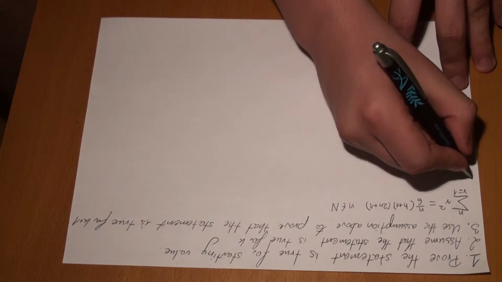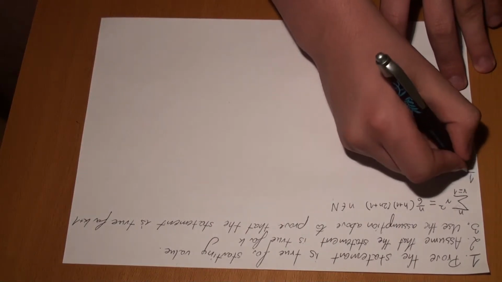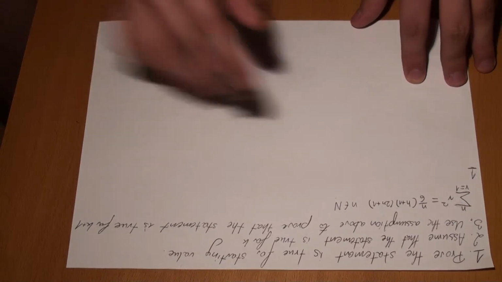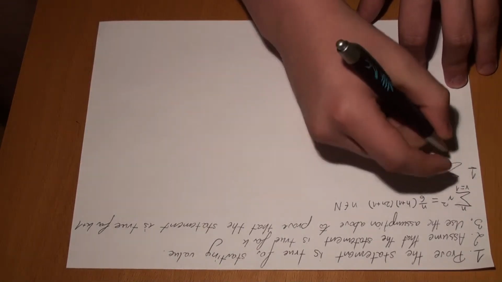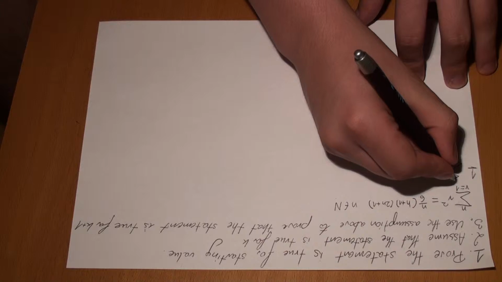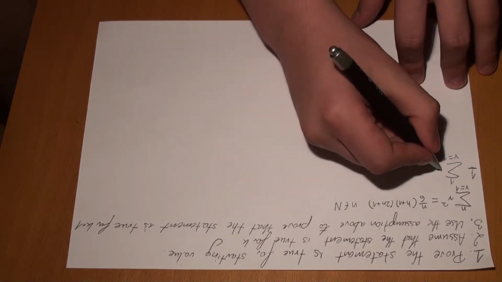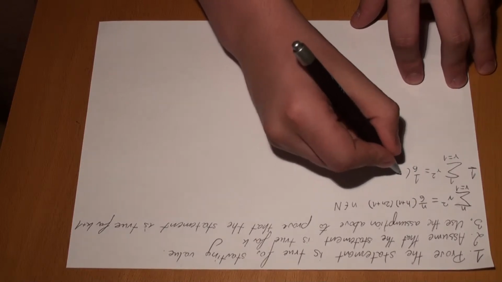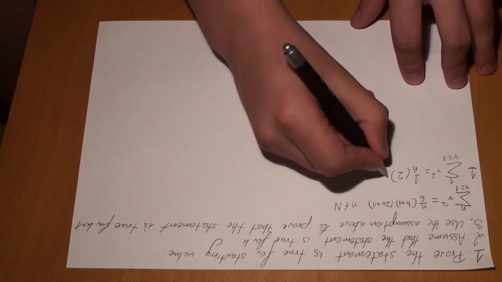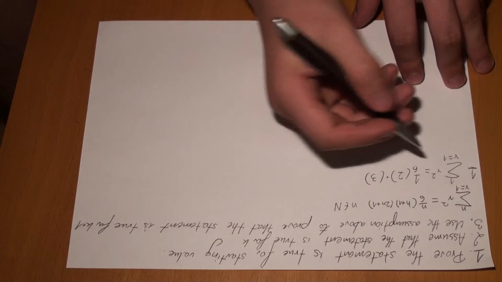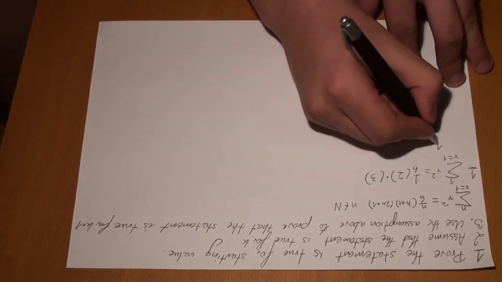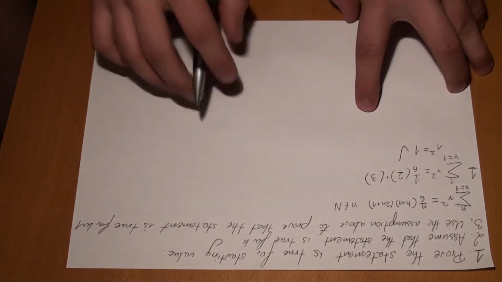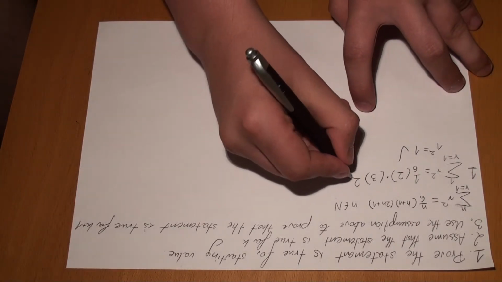Okay, so the first step. We prove it is true for 1. So the sum from r equals 1 to 1 of r squared is equal to 1 over 6 times 2 multiplied by 3. Well, that's 1, because 1 squared equals 1. Okay, proven. Now the second step.